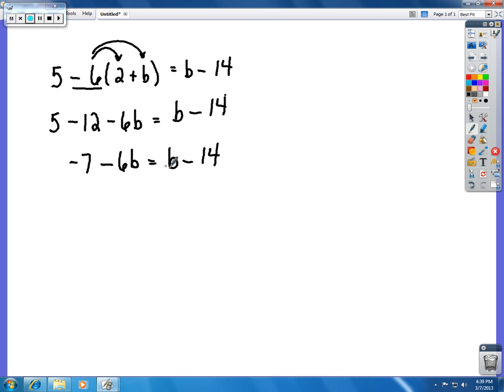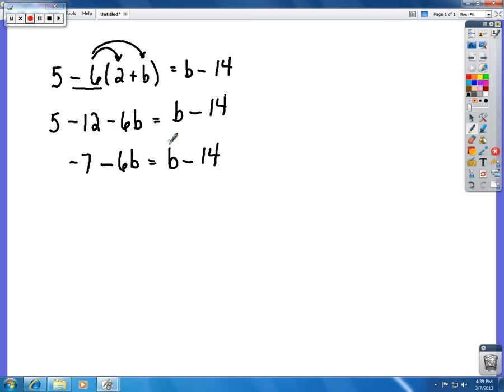Again, this is somewhat arbitrary. You could also start by moving this 7 over to this side. It really doesn't matter where you begin, as long as you end up with letters on one side, numbers on the other. That's all that really matters. The order you do them in doesn't.